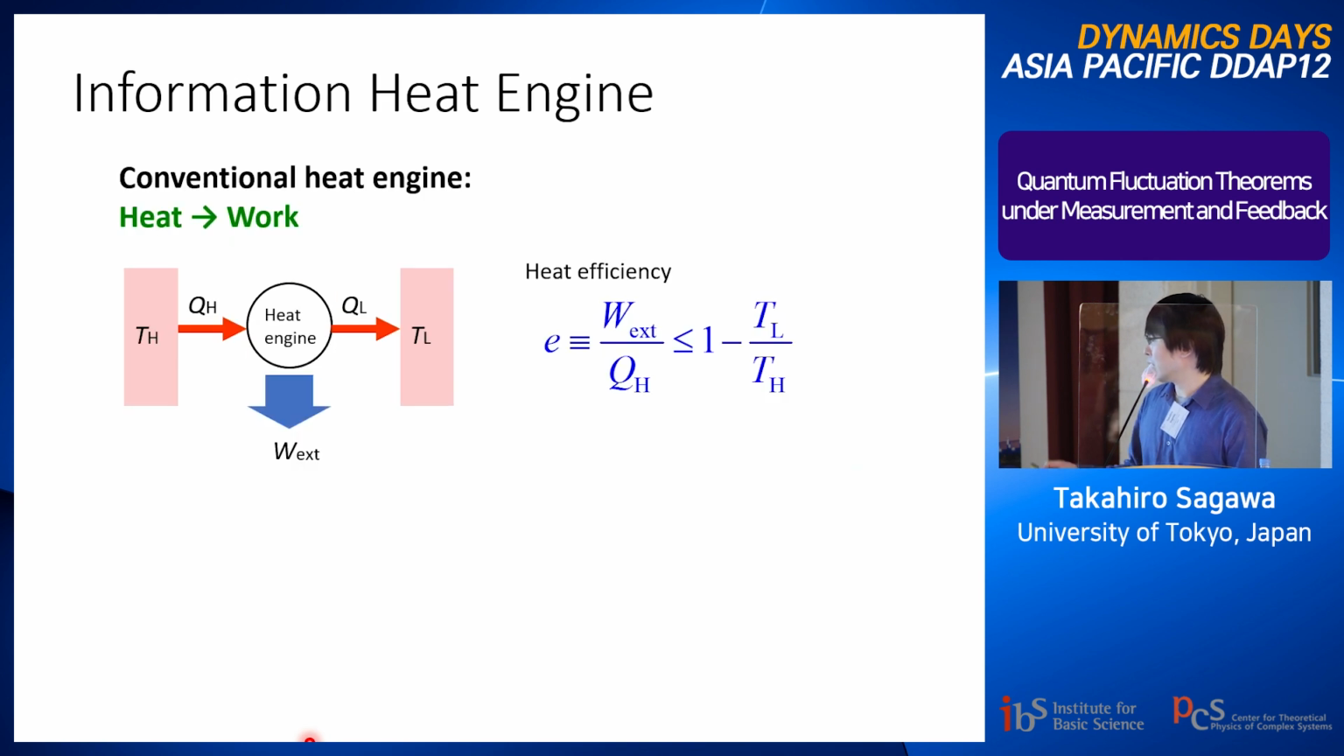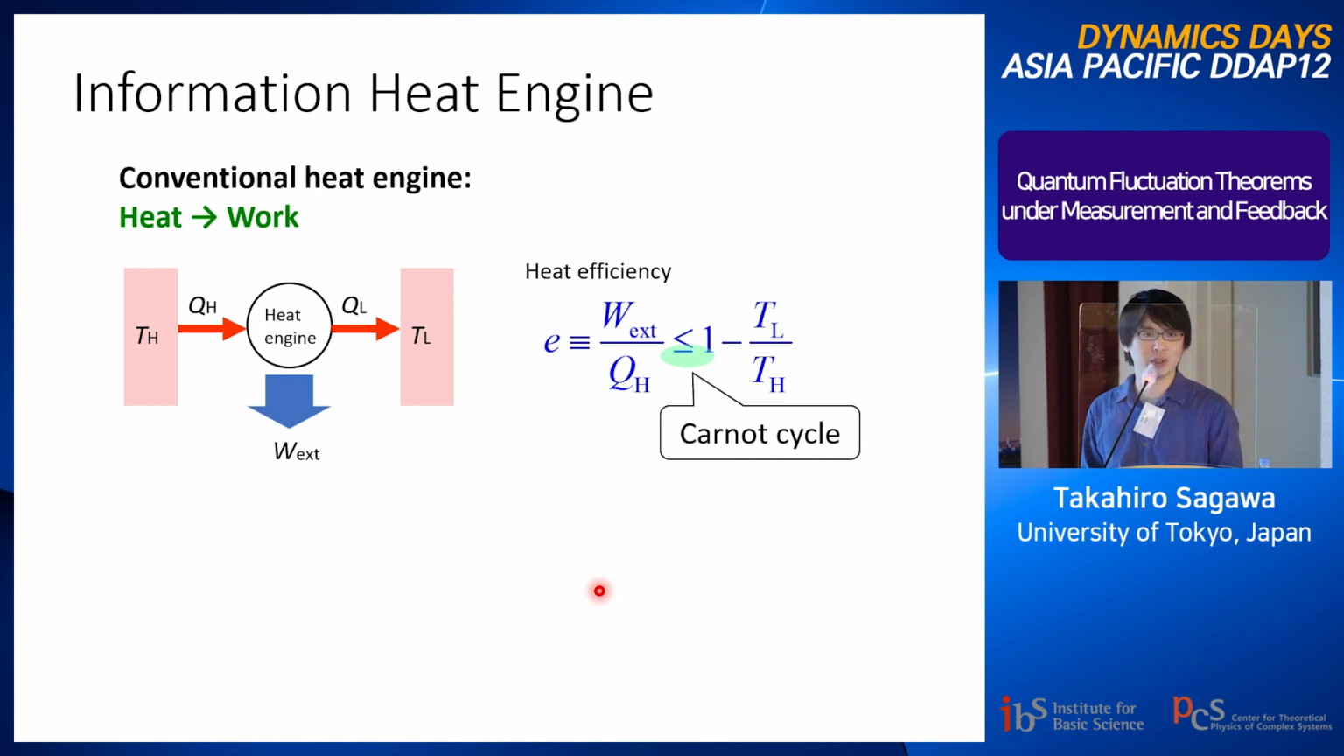Before going to the next step, let me discuss the more intuitive meaning of this information heat engine. In the conventional scenario, the work is extracted from a part of the heat flow between two heat baths at different temperatures. And the upper bound of the efficiency of the conversion from heat to work is given by the Carnot efficiency, as is well known. And the upper bound is achieved by the Carnot cycle, that is a reversible heat engine.